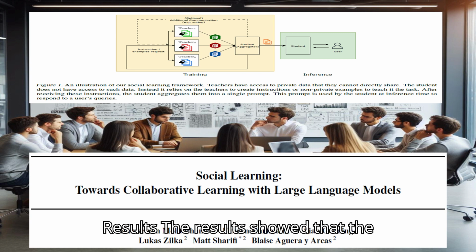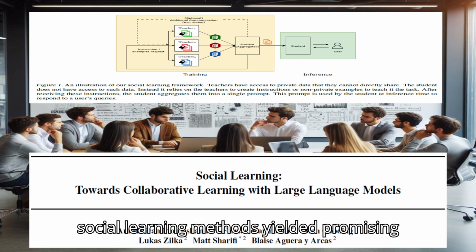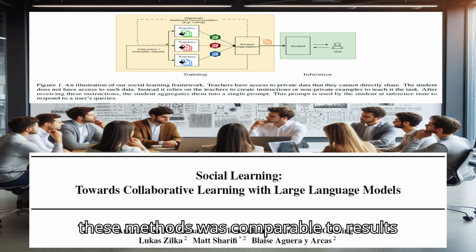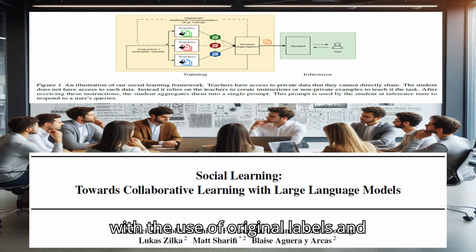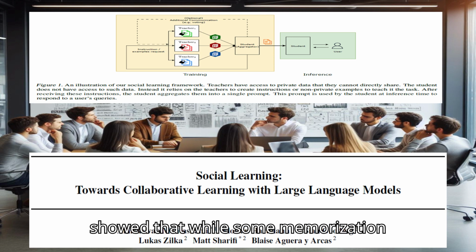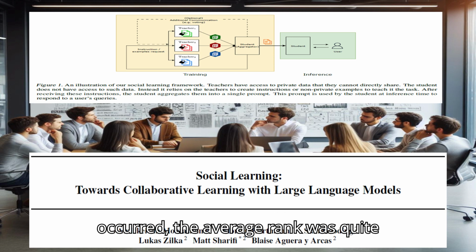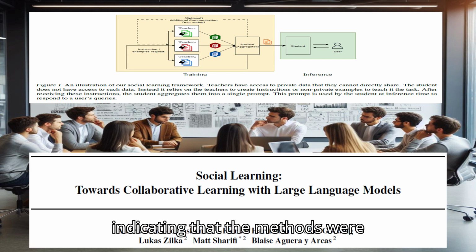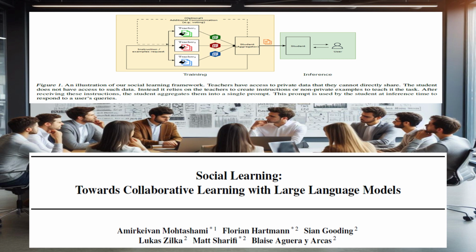The results showed that the social learning methods yielded promising results with low memorization of the original data. The performance using these methods was comparable to results with the use of original labels and prompts. The secret sharer experiment showed that while some memorization occurred, the average rank was quite close to the no memorization baseline, indicating that the methods were effective in preserving privacy.